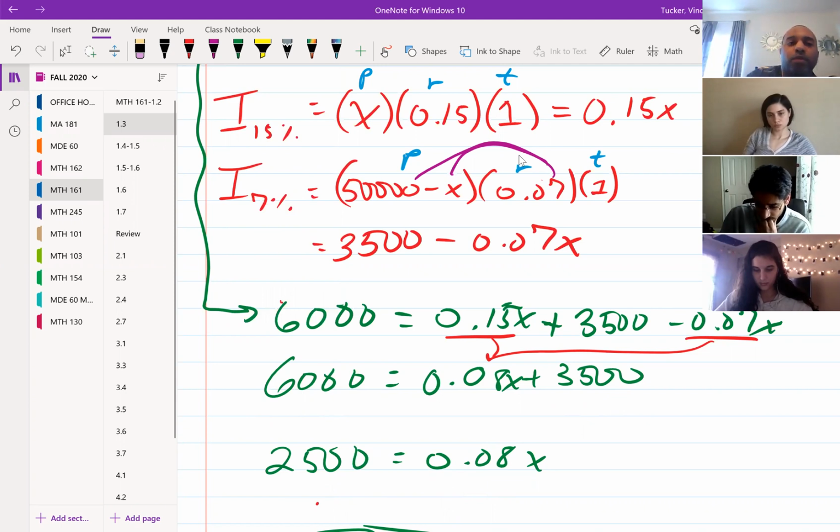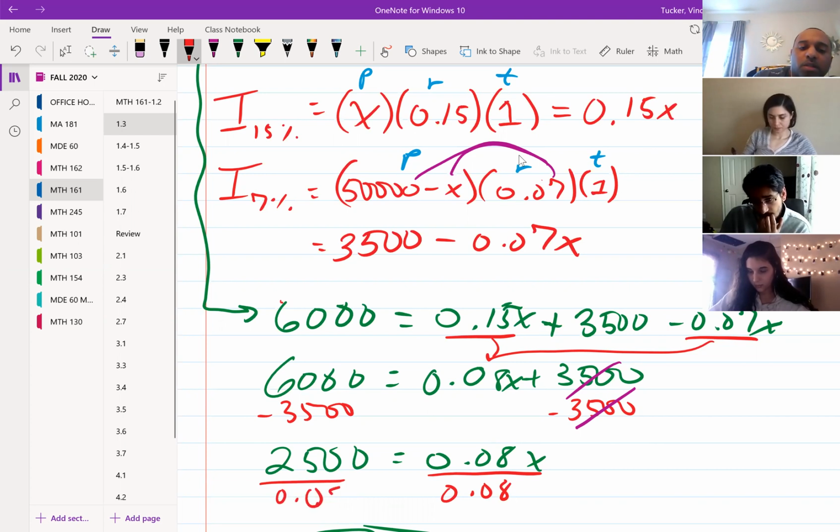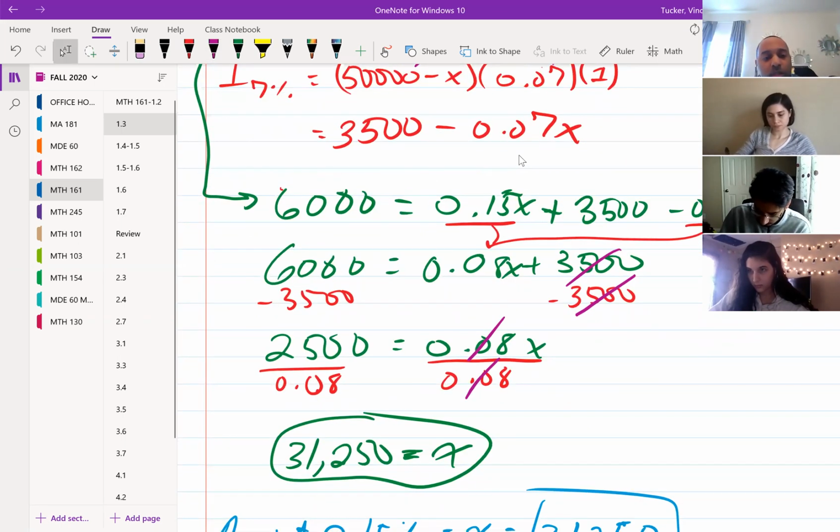So now the next move is to subtract 3,500 from both sides. 3,500 will cancel. That leaves us with 2,500 equal to 0.08x. Then we'll divide by that 0.08. And the 0.08's cancel, leaving us with 31,250.